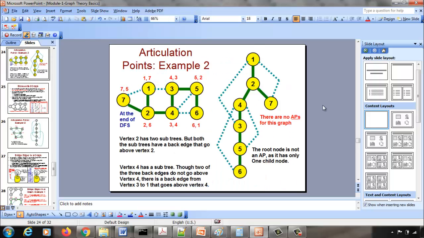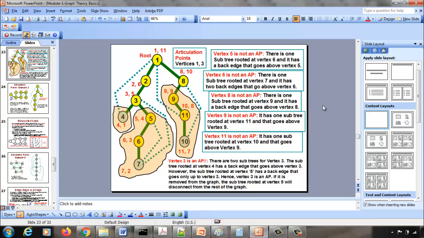Now what is the significance of articulation points in a social network? You can see if I remove a vertex, if I remove a user from that network, the rest of the users are going to get disconnected, in the sense that they are not going to be able to communicate with each other. If so, that user is an articulation point, otherwise not.